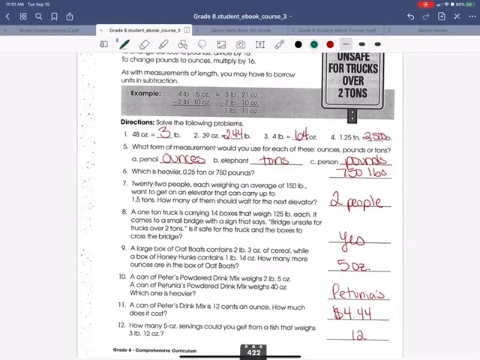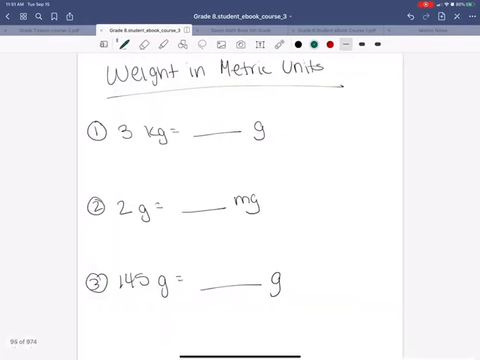I am now going to move on to weight in metric units, which should be easy because we've been talking about this. And remember, all you really need to do is remember that you have your nice chart where you have your King Henry died unusually drinking chocolate milk. Again, all it is, is simple moving of decimals, adding zeros, and adding a decimal where it needs to be added.